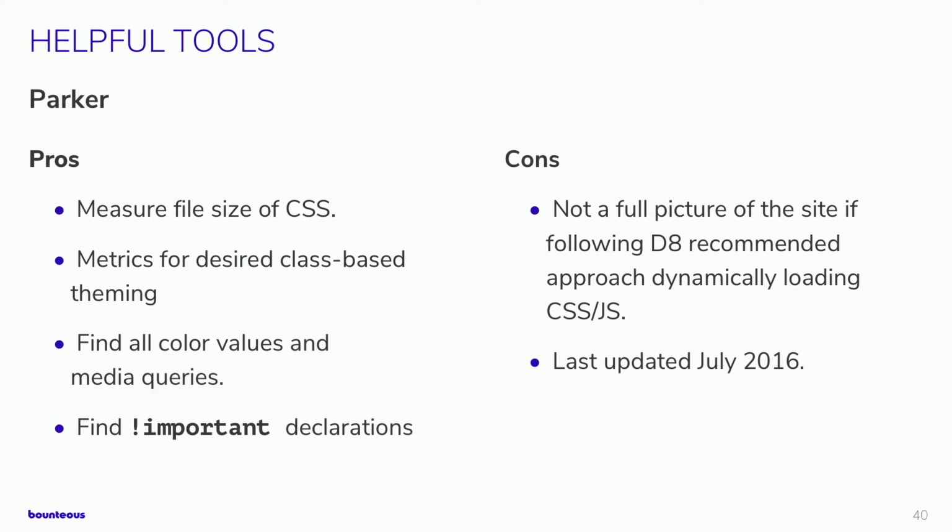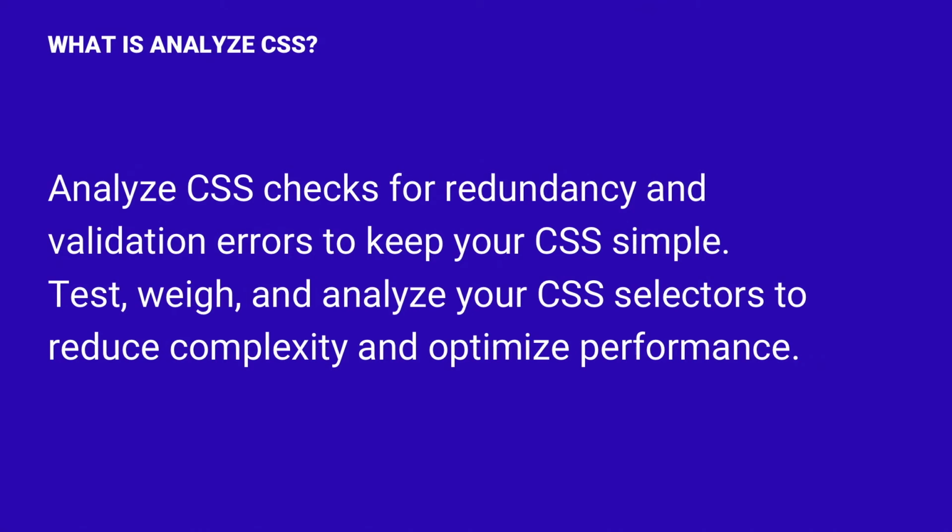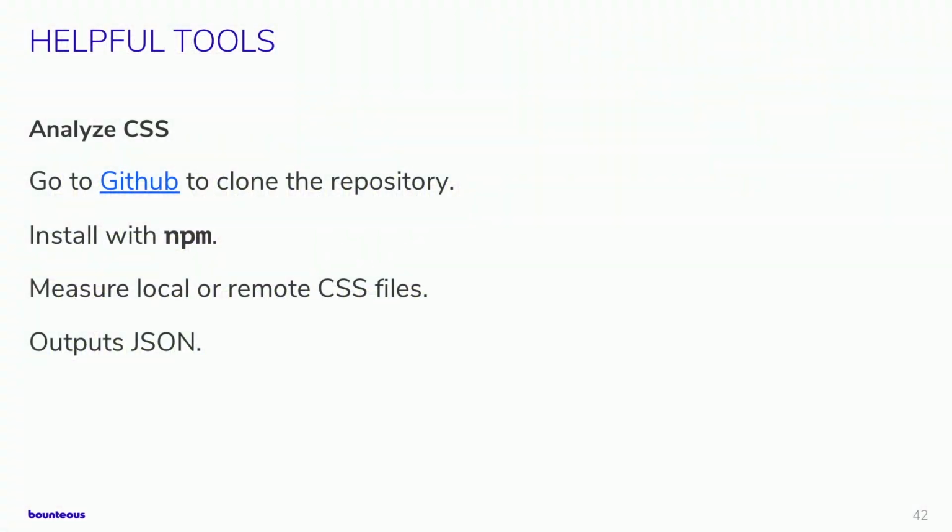The downside of Parker is it was last updated in July of 2016, and so that led me to say, is there something a little bit more modern out there? Again, still a great tool though. But I came across Analyze CSS. Sounds very familiar, right? Checks the size, because it's pretty much the same tool. Go to GitHub, install with NPM, measures local or remote, outputs JSON.